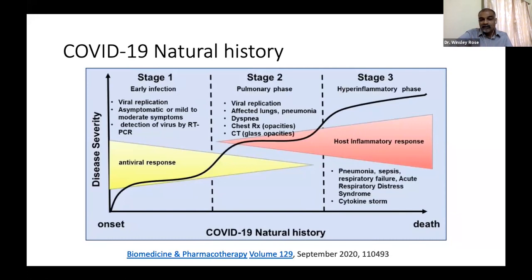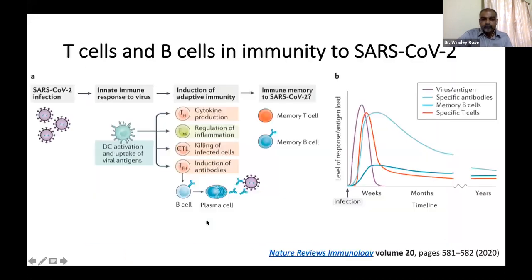So this is something, I mean, if there is nothing that you get out of this particular session, I think this is probably the most important thing: that you recognize COVID in these 3 stages: the early infection stage for 5 days, the pulmonary phase for the next 5 days, and after 10 days, you have the hyperinflammatory phase.